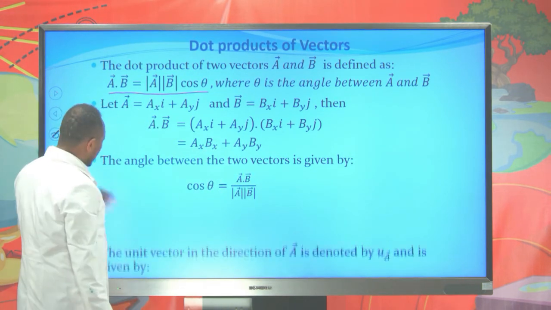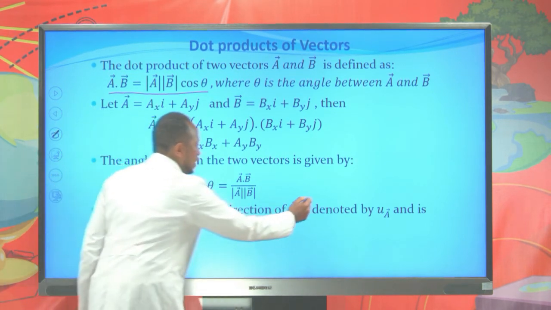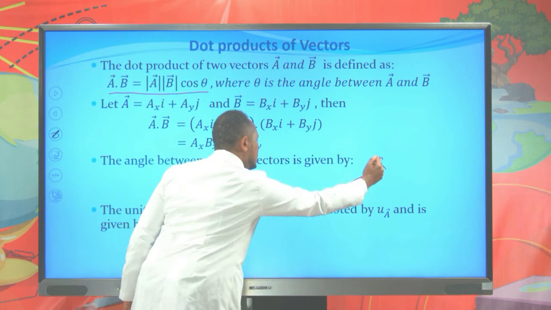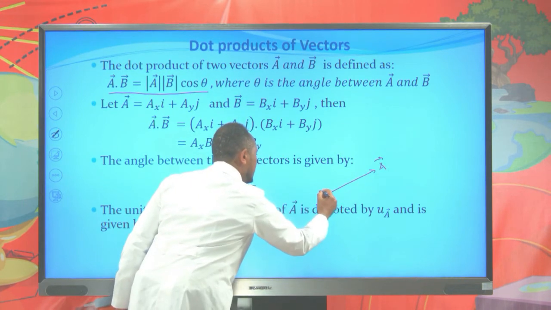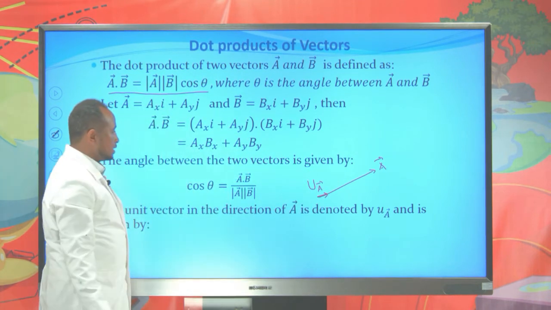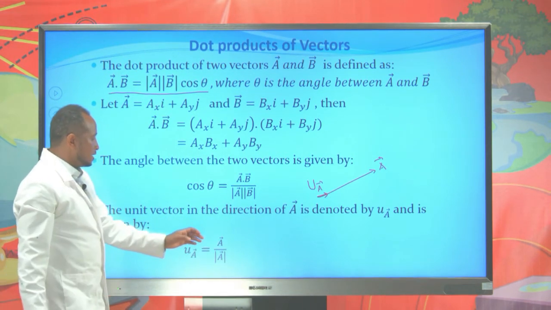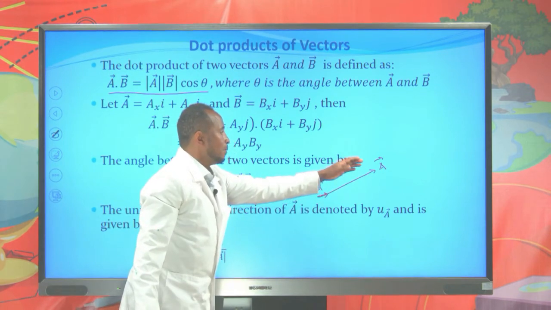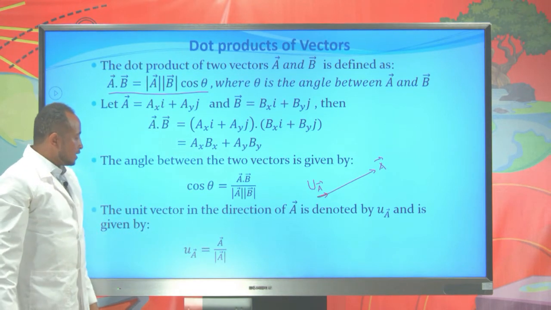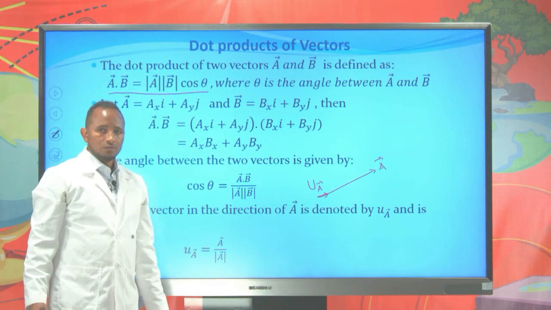Okay, now let's continue. The unit vector in the direction of vector A. If you have a vector A, the unit vector along vector A is denoted by this symbol and is given by this equation. Simply you divide the vector by its magnitude, so you get a magnitude of 1 without changing the direction. Therefore, the unit vector in the direction of A is given by vector A divided by the magnitude of A.